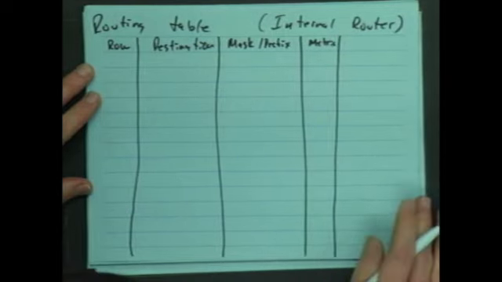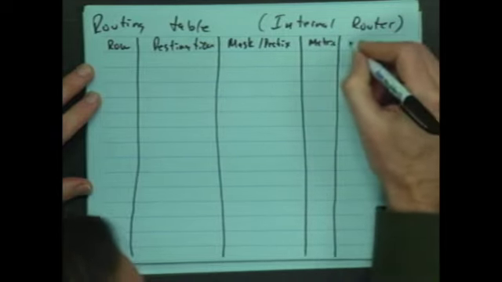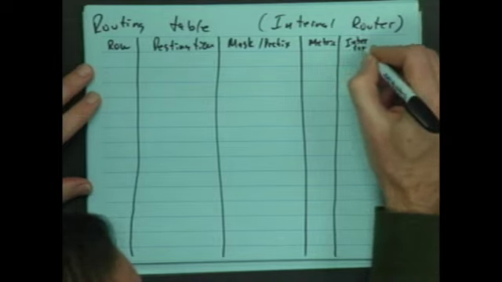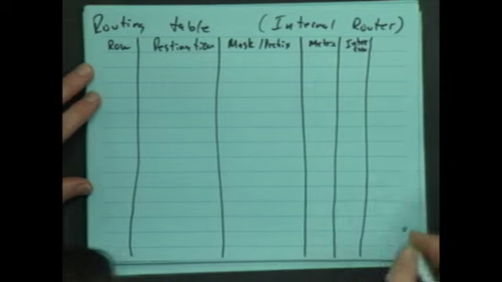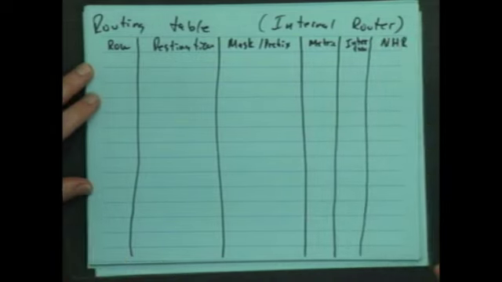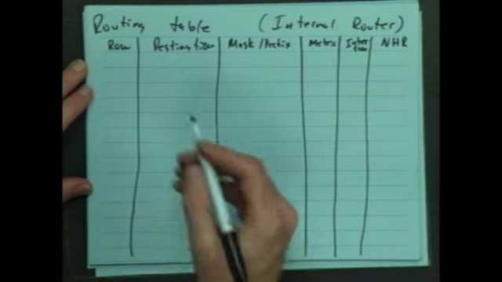This is a very small column. We have interface, and I've run out of space. I'm just going to put NHR here. That stands for Next Hop Router. Okay? I should have made the row smaller, I'm sorry.